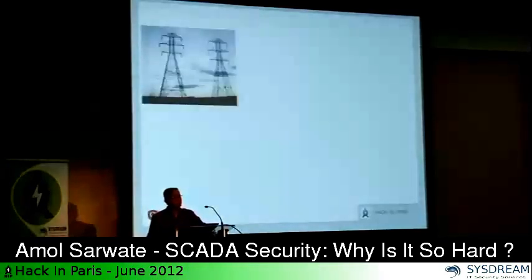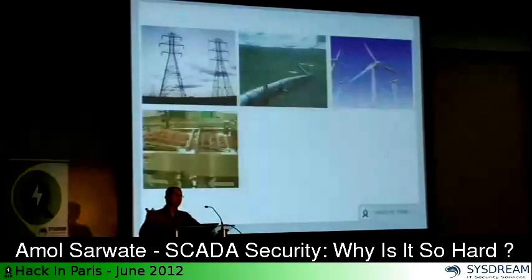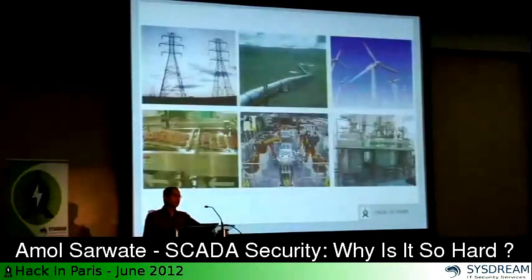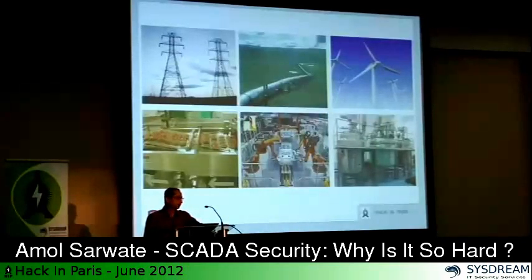Some of the pictures that came to my mind at that time were electrical power towers which carry electricity, gas and oil pipelines, windmills. These are all examples of SCADA systems. And the ones at the bottom are more or less called industrial control systems, which is basically food manufacturing or automated manufacturing. The examples that I have are donut manufacturing or car manufacturing.